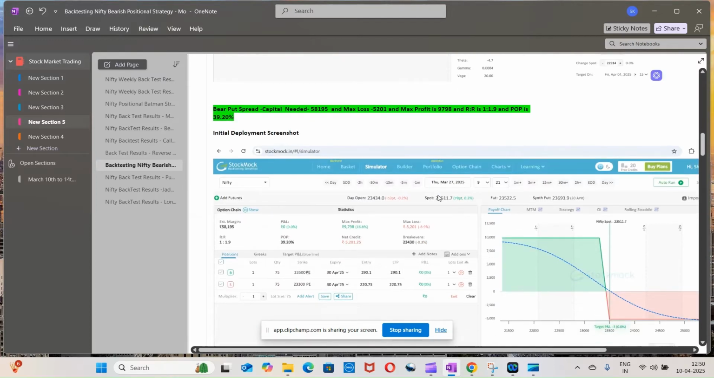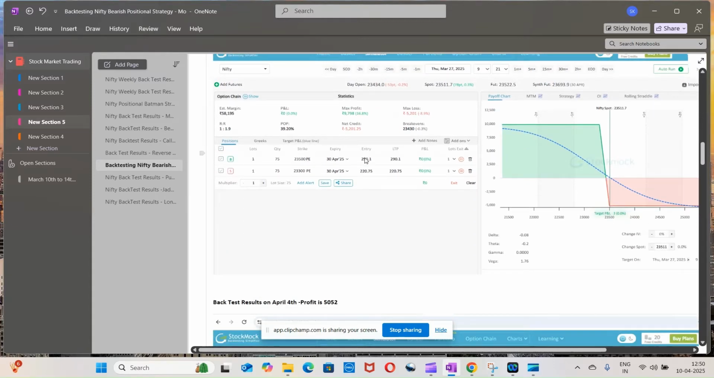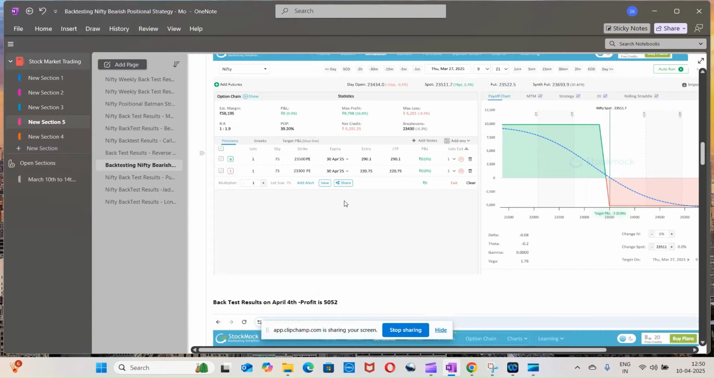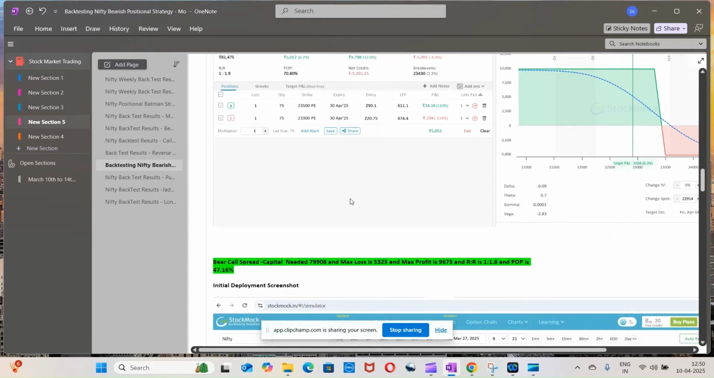Other than the long put, we can also use a bear put spread. The capital needed is 58,195 here. Max profit is 9,798 and max loss is 5,201. Risk to reward is 1 to 1.9, and the probability of profit is 39.2%. If you deployed this, you would have ended with 5,000 profit, which is approximately 10% of what you deployed.